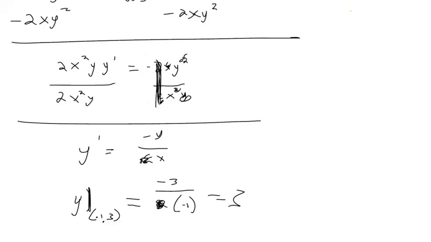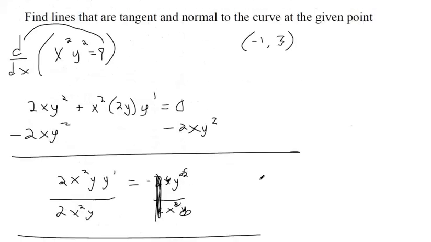When I said cancel out the 2, I forgot to cancel out the 2 on bottom. So negative 3 divided by negative 1 is positive 3. So that's our slope. Okay.